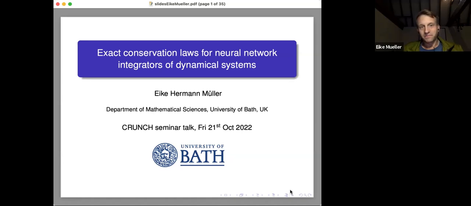So this is some work on trying to incorporate conservation laws into neural network integrators for dynamical systems.